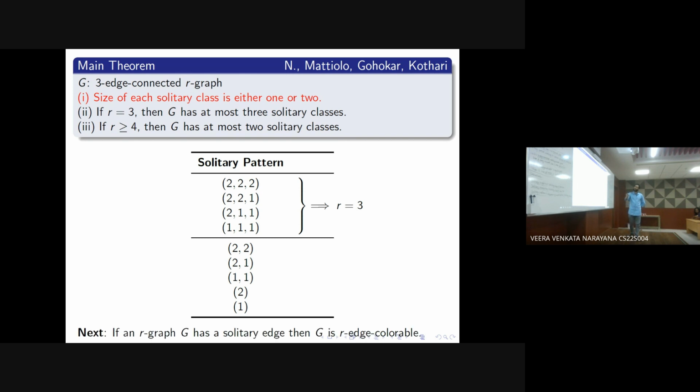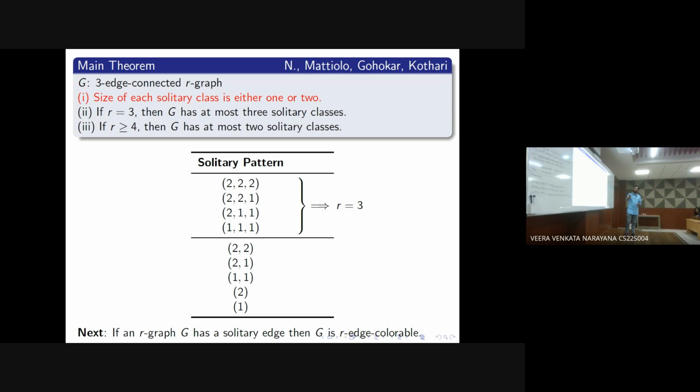So now we are going to prove part 2. That means if you take any 3-edge connected r-graph, then it has at most 3 solitary classes. Also, the empty pattern is possible. Yes. Empty pattern means there are no solitary edges. Therefore, we can have an empty pattern. For example, if you take a Petersen graph, each edge belongs to at least 2 perfect matchings. Therefore, its solitary pattern is empty.